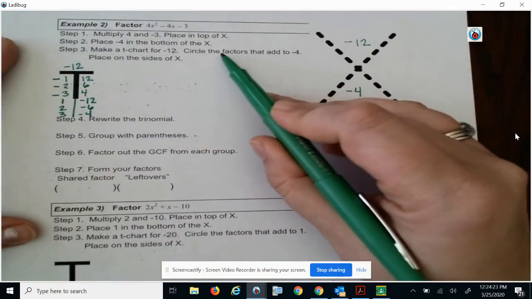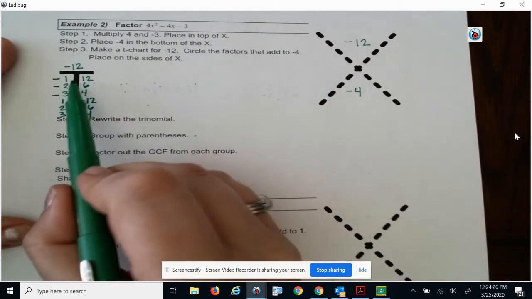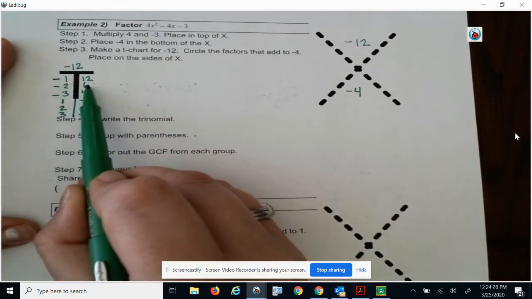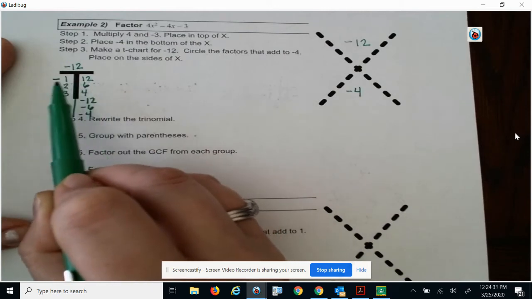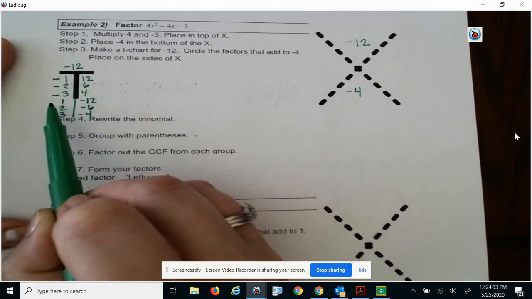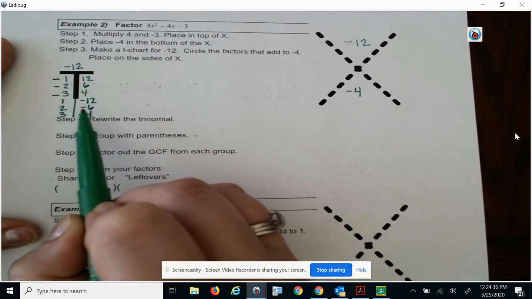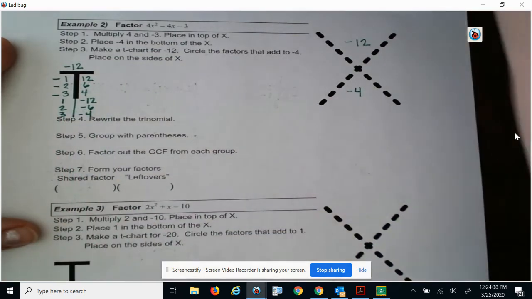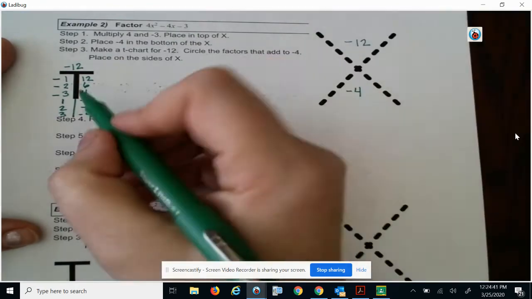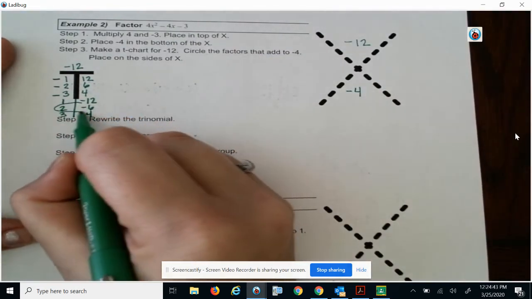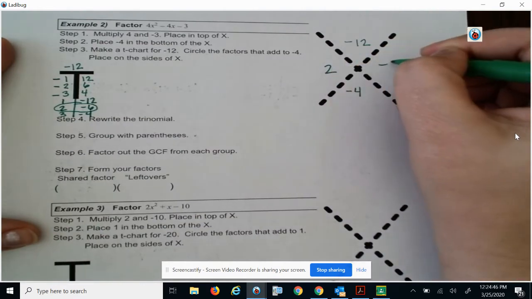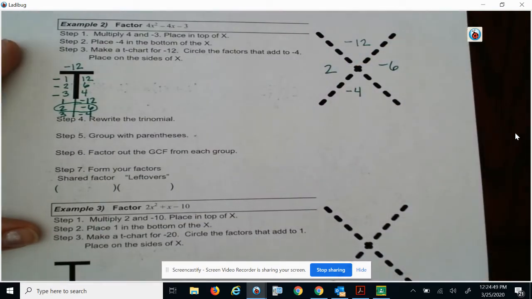Okay, now which two add up to -4? -2 plus 6, that looks promising, but that's a +4. So let's check out this other one. 2 minus 6, or 2 plus -6 is a -4, because 6 is bigger and it's negative, right? So these are the factors that we want, 2 and -6. Okay, again, if you guys figured this out on your puzzles before spring break and you know how to get those numbers without this T-chart, you can take that shortcut.